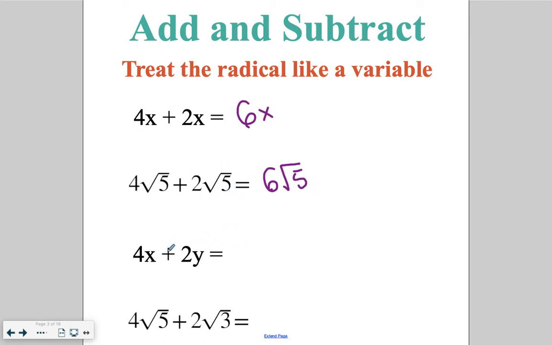If you had two variables that were non-alike, so 4x plus 2y, you can't add those. So the answer would still just stay as 4x plus 2y. Same thing happens with radicals. If you can't simplify them anymore, so for example, square root of 5 and square root of 3 are both simplified, and they don't match, so your final answer for this would stay 4 square root of 5 plus 2 square root of 3. So you can only add and subtract radicals when you have them matching, just like you can only add and subtract variables when they are matching.